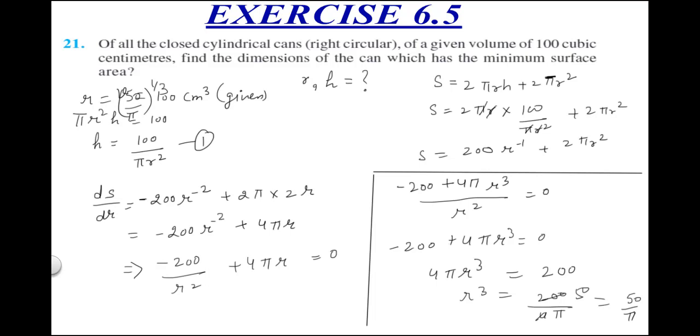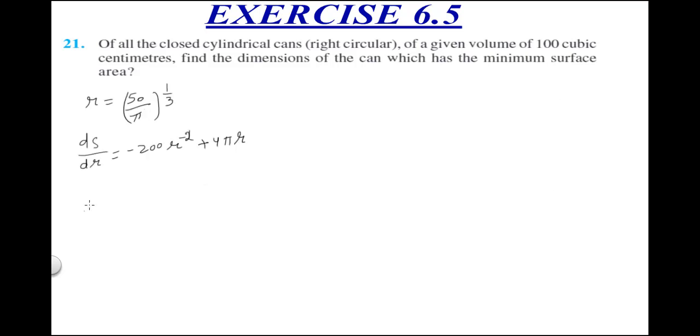Clear? Now this is the value of radius, and we will now differentiate the first order derivative, that is minus of 200 r to the power minus 2 plus 4 pi r. Again, because we have to show the surface area is minimum, for this we need to show the second order derivative of surface area as greater than 0. So let us solve it. Differentiating it again, we will get d square s by dr square equals 400 r to the power minus 3 plus 4 pi. Correct?